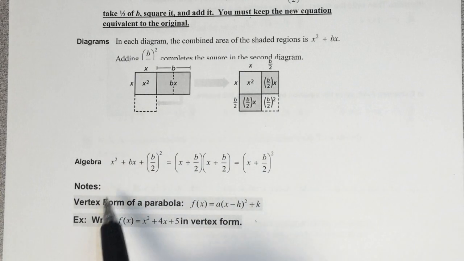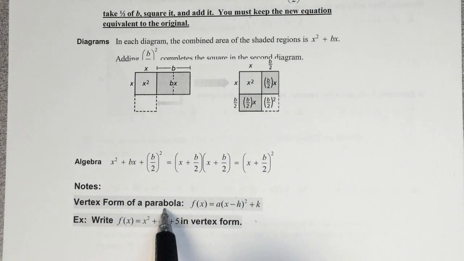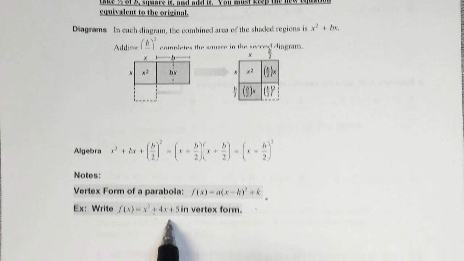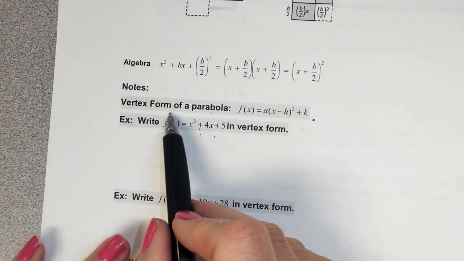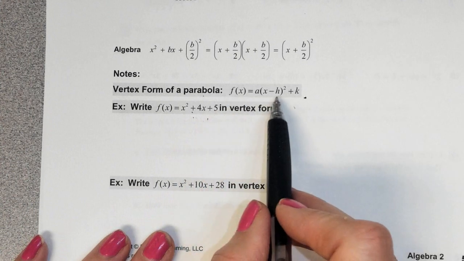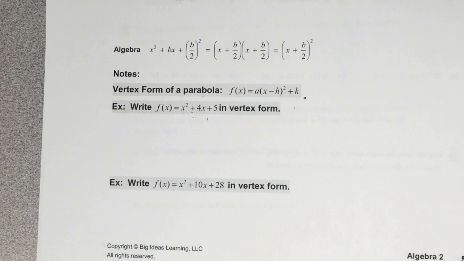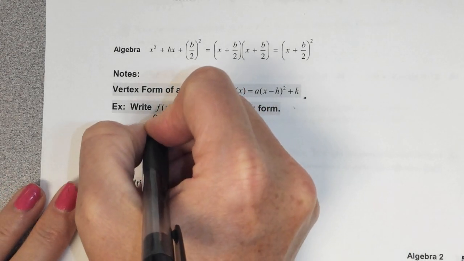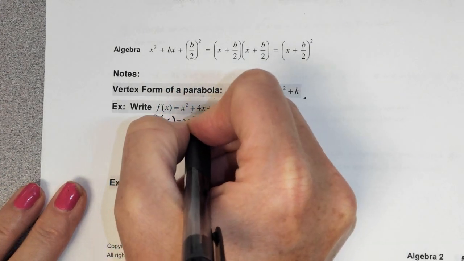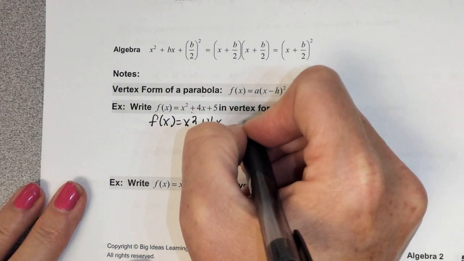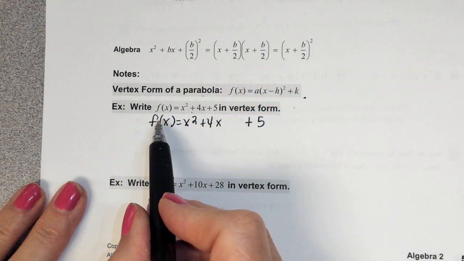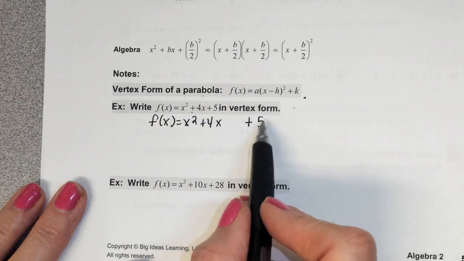Let's go down here to the bottom now. So the vertex form of a parabola is f of x equals a times quantity x minus h squared plus k. I want to write this in vertex form. We want to write f of x equals x squared plus 4x plus 5 in this hk form. So here's how we go about this. I'm going to have f of x equals x squared plus 4x. I'm going to move the 5 over a little bit. I'm not taking it over to the other side, I'm just moving it out of the way.